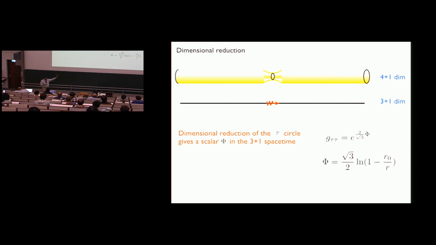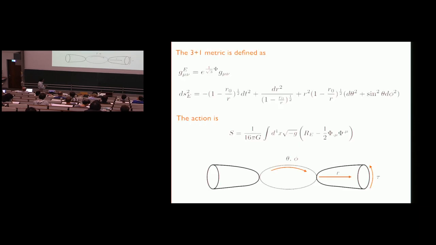Have you guys heard about that before? Well, we don't need too much of it, but let's assume that we know what that is, and if you don't, it's okay. The compact direction was called tau. So the size of that is given by g tau tau, and the scalar field phi is defined in terms of g tau tau by this formula. This is just algebra, so you don't need to know what the numbers are. But the scalar field phi basically tells you how big the compact dimension is. So this is just the same thing rewritten.